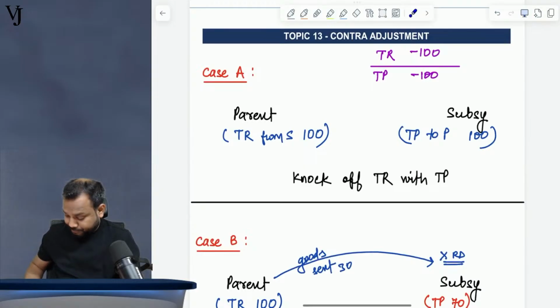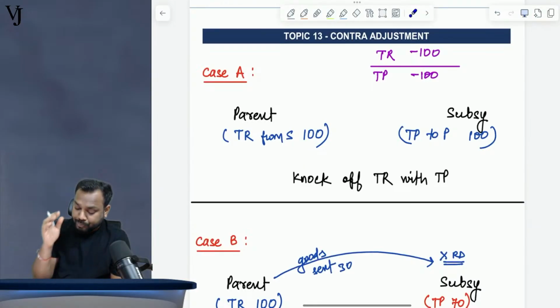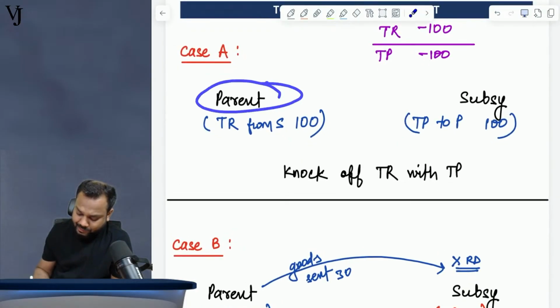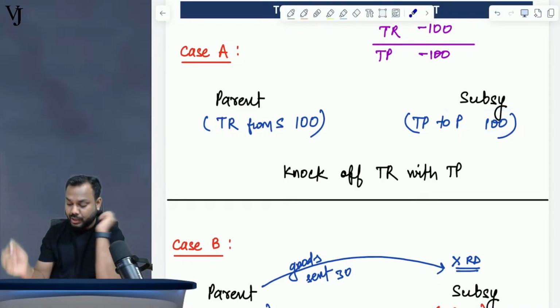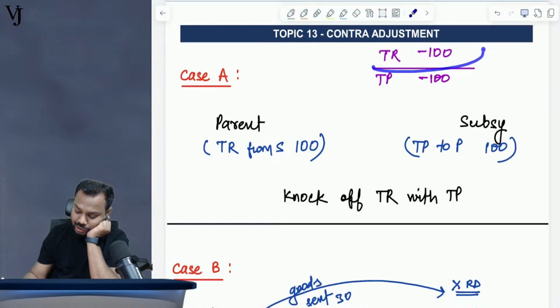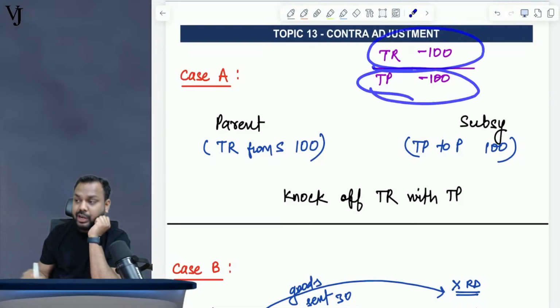Contra adjustment. Understand. Parent has a receivable from subsidiary of $100. Subsidiary has to pay $100 to parent. Contra, knockoff. While preparing the SOFP, reduce trade receivable by 100 and reduce trade payable by 100.